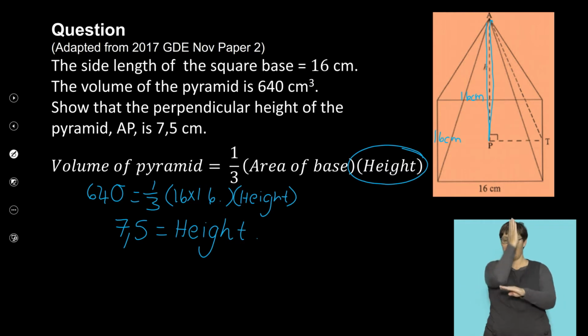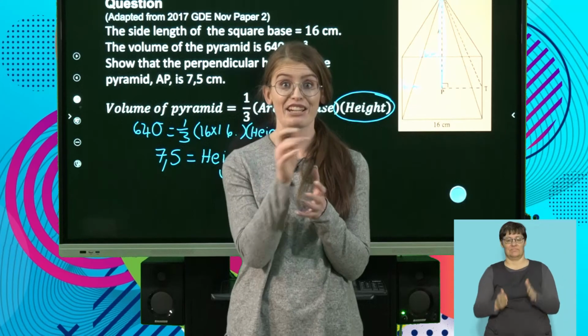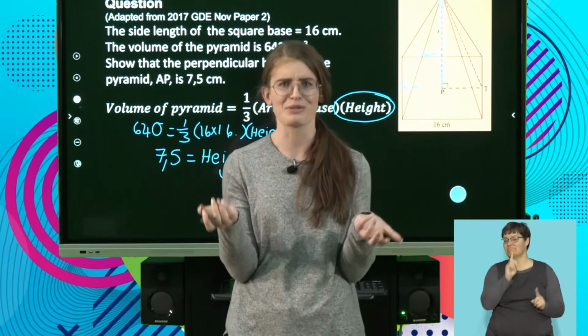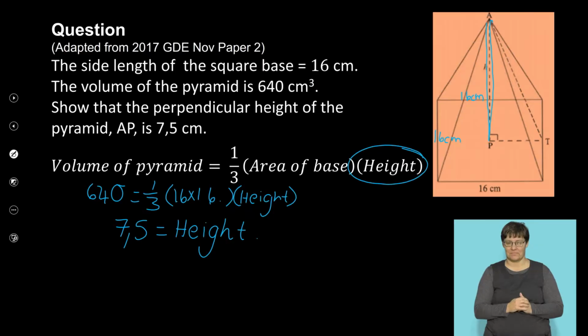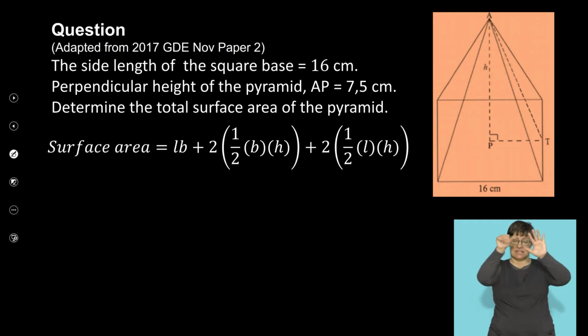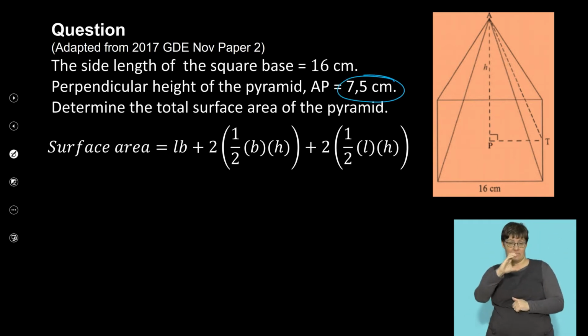Great, so now that we know what our perpendicular height is, I could go on to the second part of the question, which is B. Let's go to B. So we know that the side lengths of the square base are 16 centimeters each. We've now proven that the perpendicular height is 7,5 centimeters. So this height is 7,5 centimeters. Now we want to determine the total surface area of this pyramid.